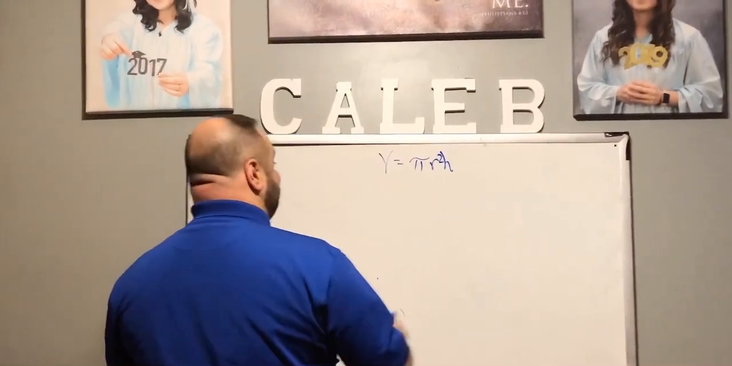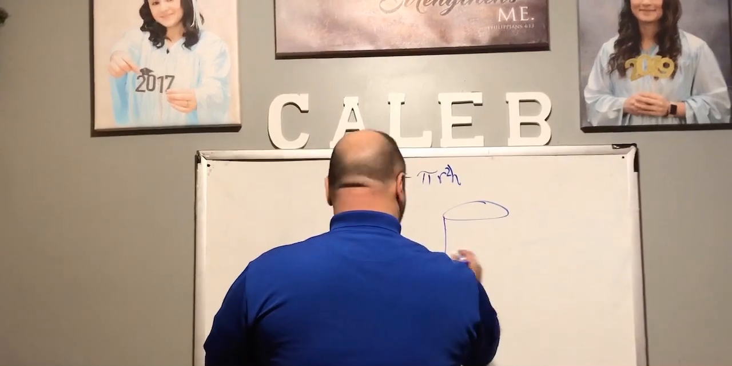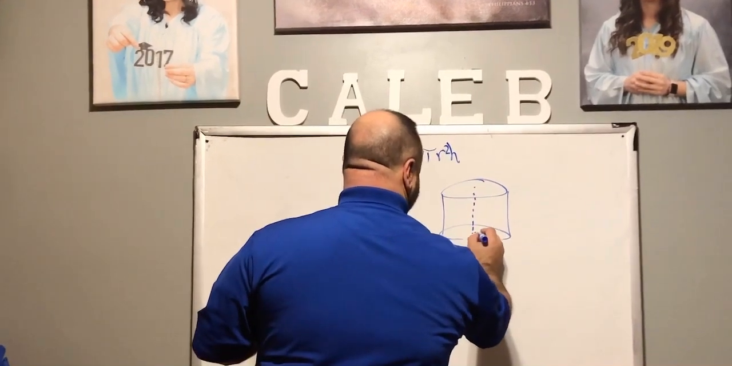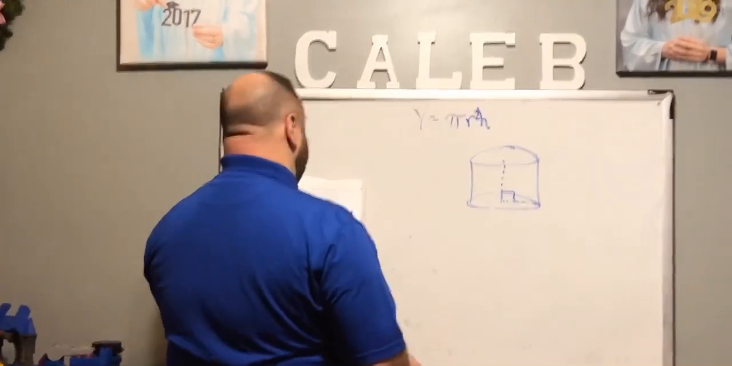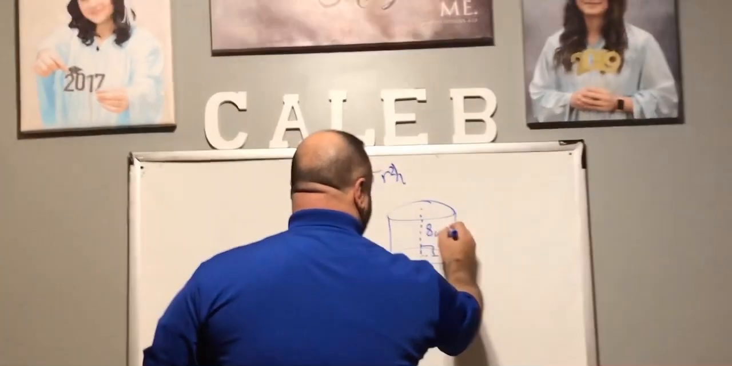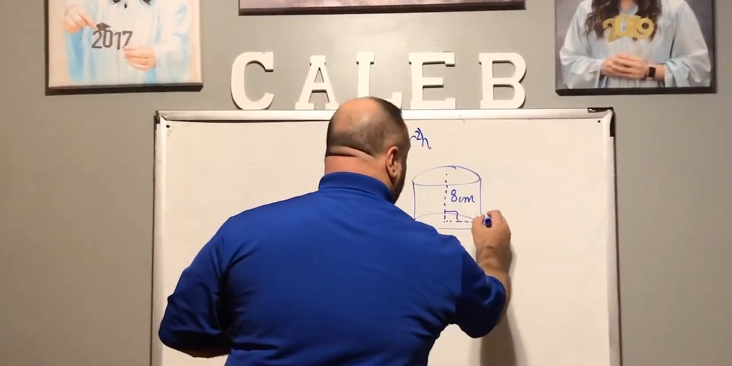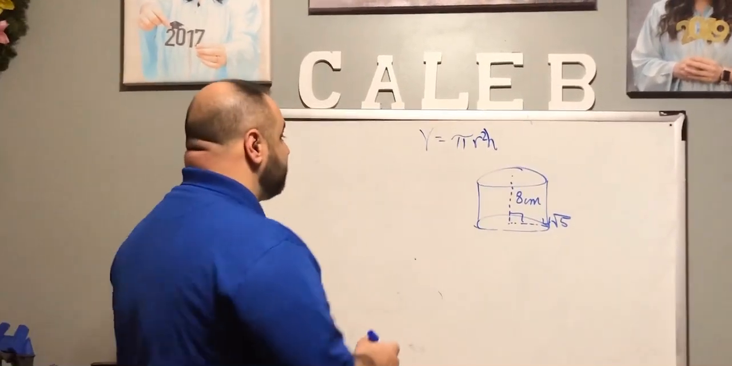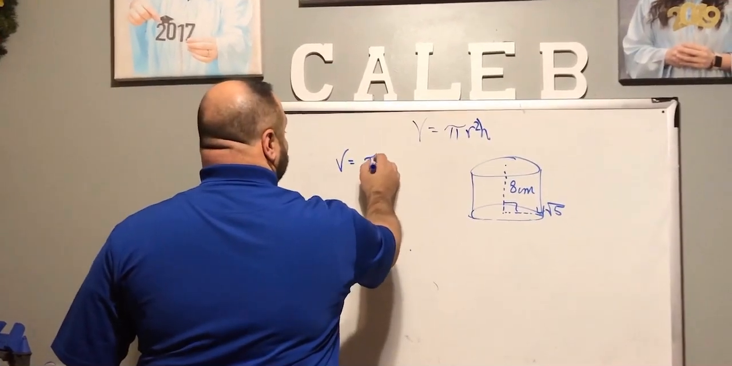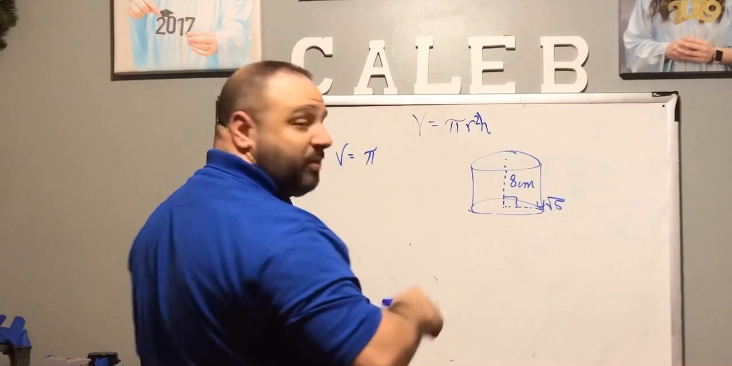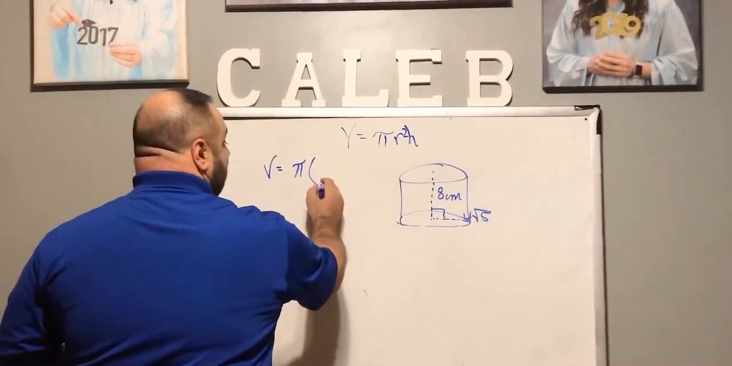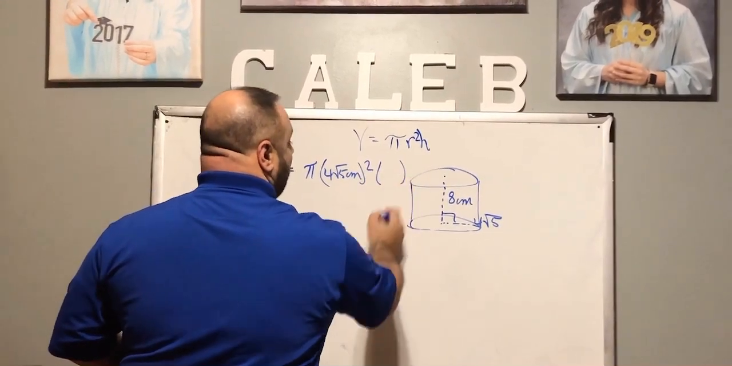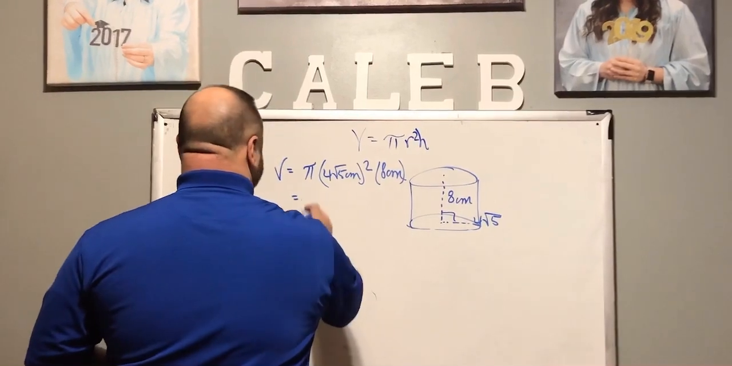So let's look at number 17 together. We have a cylinder here. So we have 8 centimeters is our altitude. And then we have a radius of 4 times the square root of 5. I'm just simply going to plug this into our equation here. So volume equals, again, we're just going to leave it in terms of pi. So pi times 4 square root of 5 centimeters, squared, times the height, which is 8 centimeters.